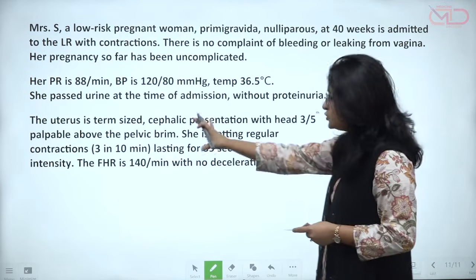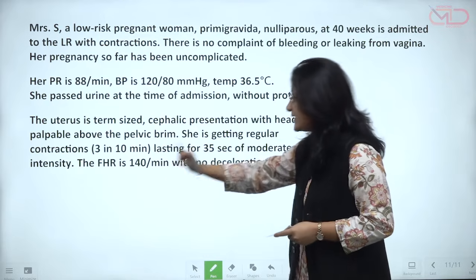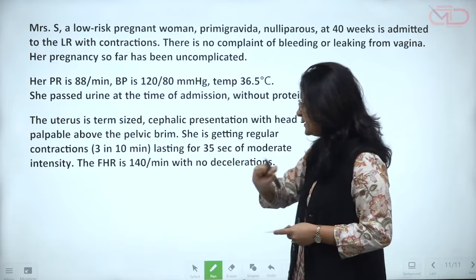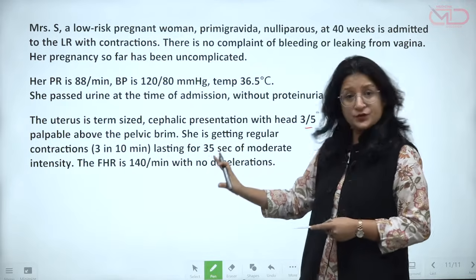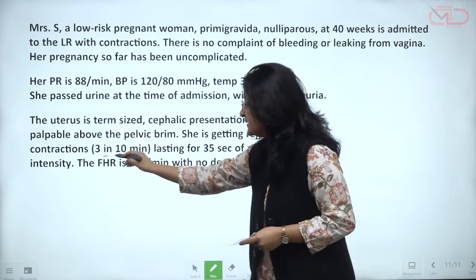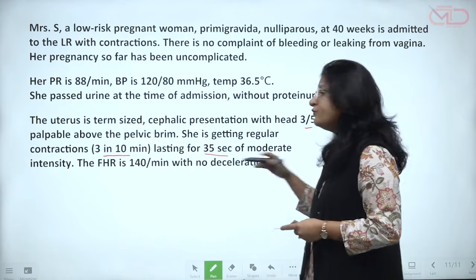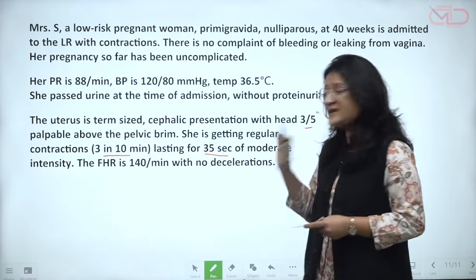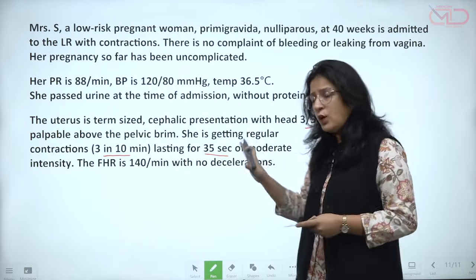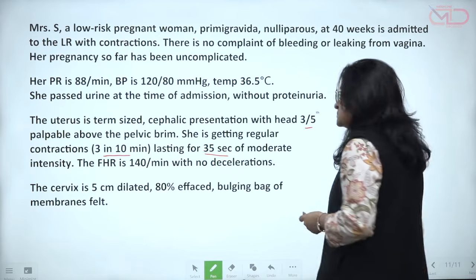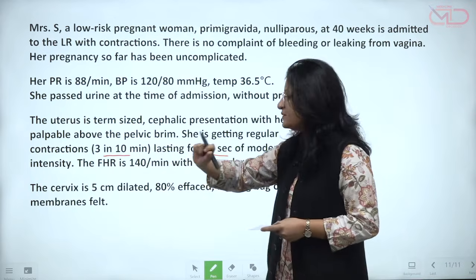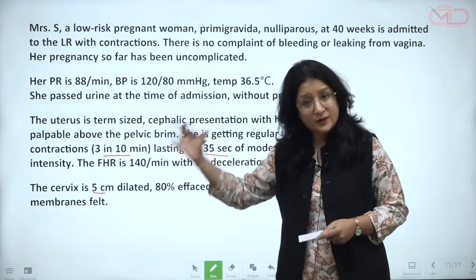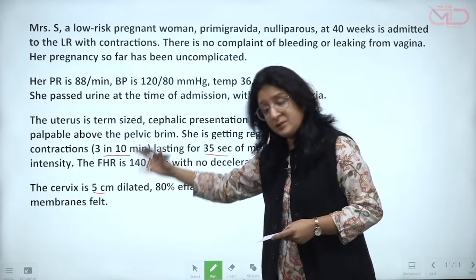And on per abdominal examination, the uterus is term sized, cephalic presentation, head is 3/5 palpable above the pelvic brim. She's getting regular contractions. We're noting 3 in 10 minutes, lasting for 35 seconds of moderate intensity. The fetal heart is 140 beats per minute with no decelerations as of now. So an initial workup and initial examination has been completed. On per vaginal examination, the cervix is found to be 5 centimeters dilated. So the partogram plotting for this woman can begin now.